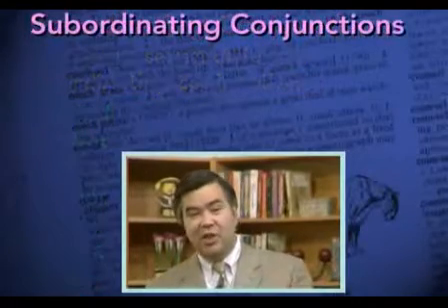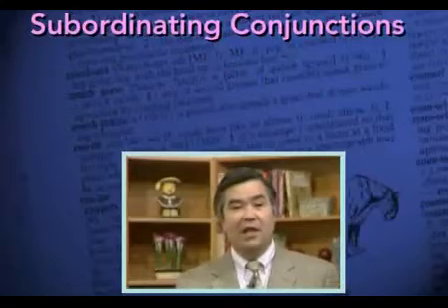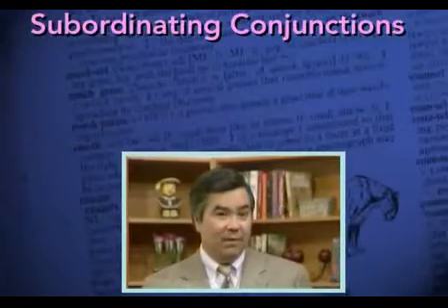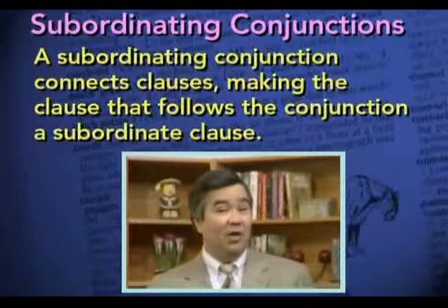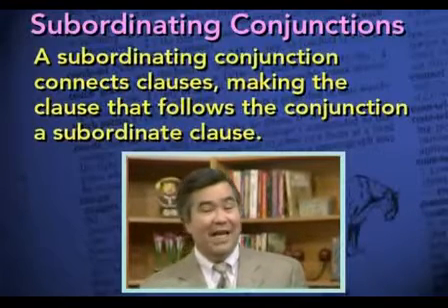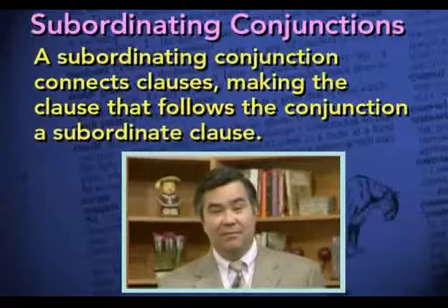A second type of conjunction to be aware of is the subordinating conjunction. A subordinating conjunction connects clauses, making the clause that follows the conjunction a subordinate clause.